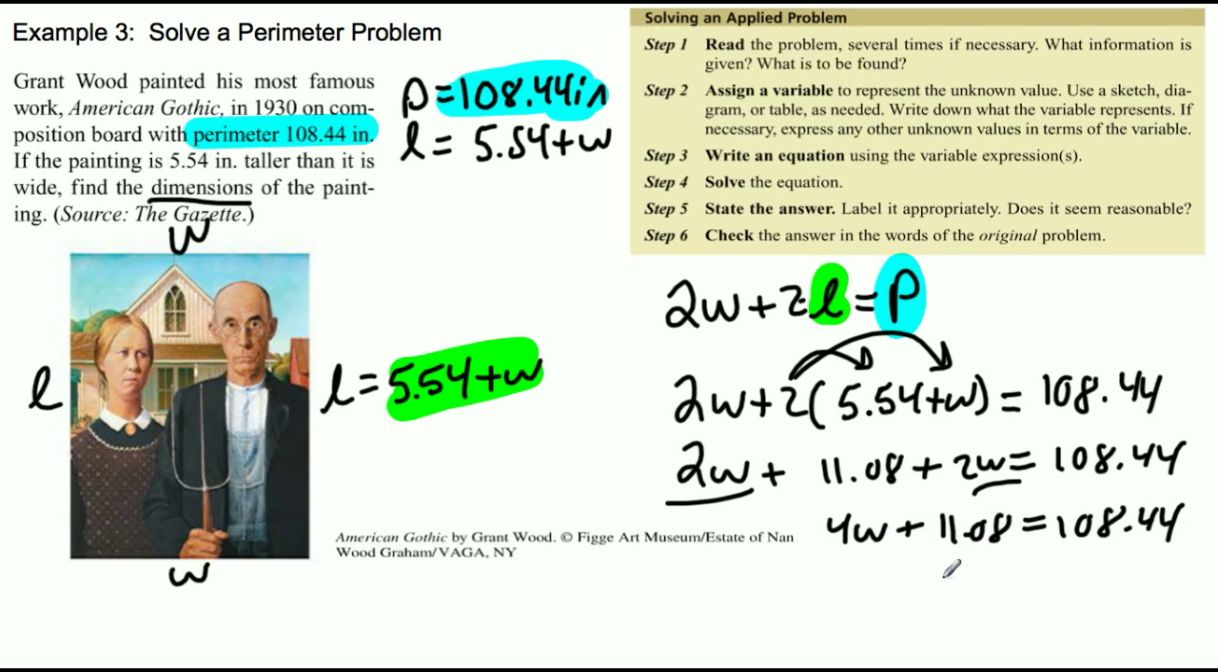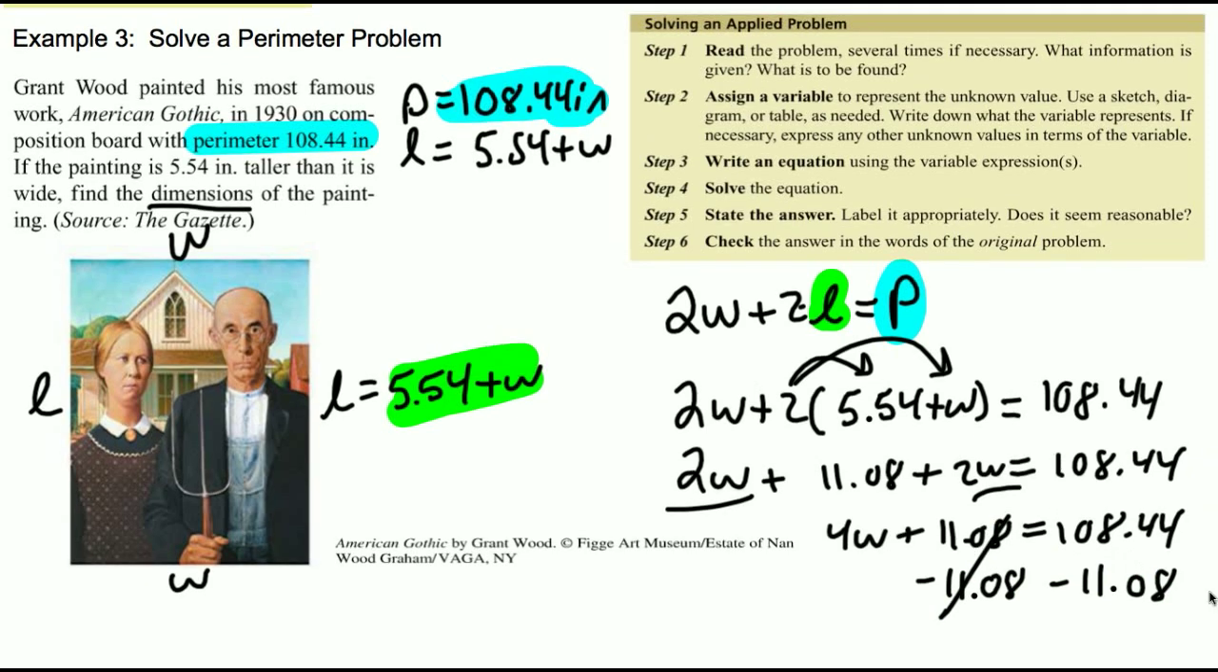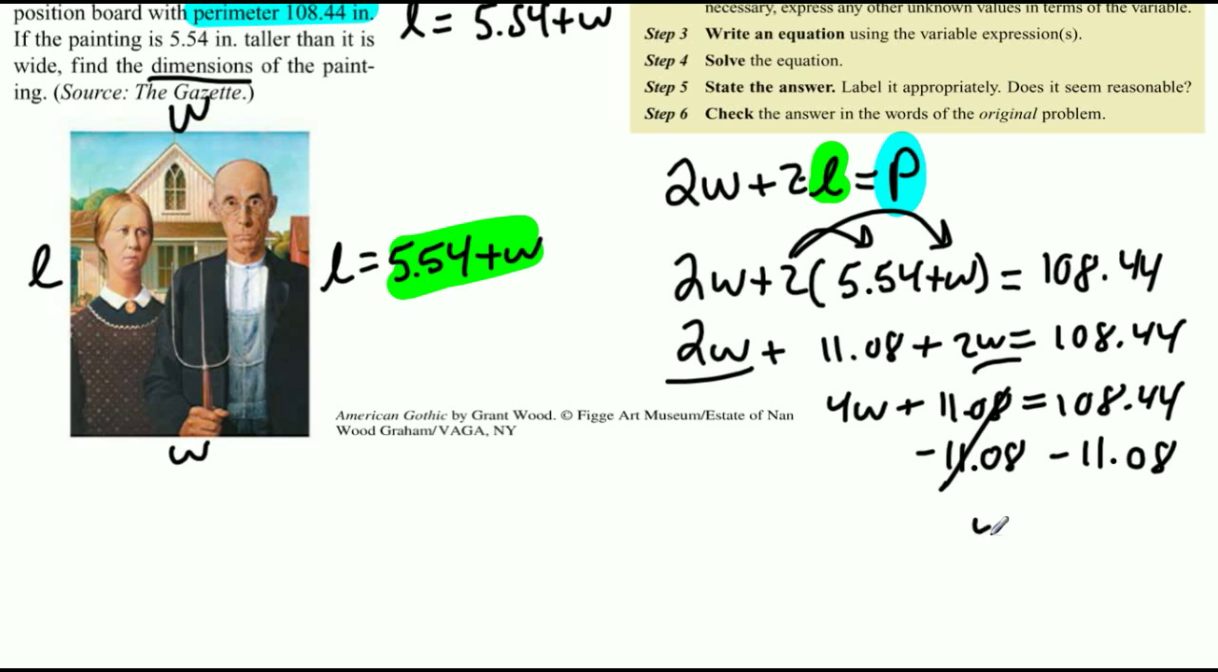And now let's just go ahead and go to town on this. Let's subtract 11.08 from both sides. So we can cross those guys out right there, and I'm left with 4W on the left side. On the right side we'll have 97.36. Divide both sides by 4, and we get a width of 24.34.